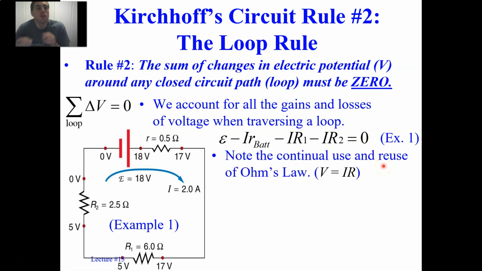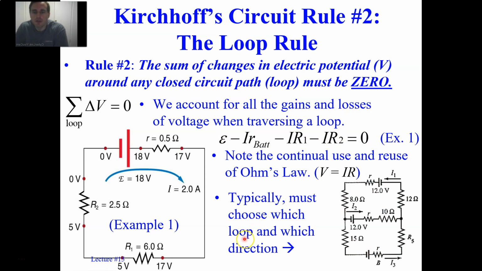Note the continual use and reuse of Ohm's law, that is V equals IR. This is a voltage equation, whereas the circuit rule 1 was a current equation. In other words, the equation was in terms of amperes. This equation has to have units of volts.